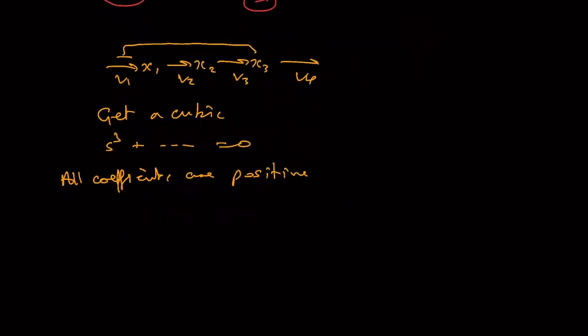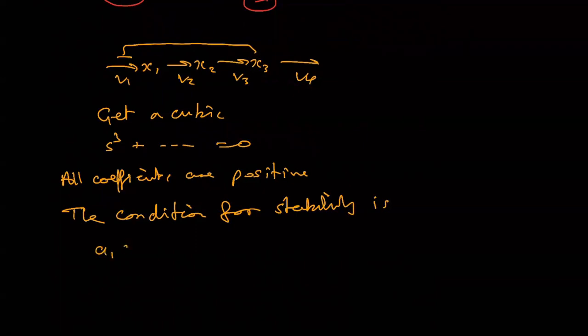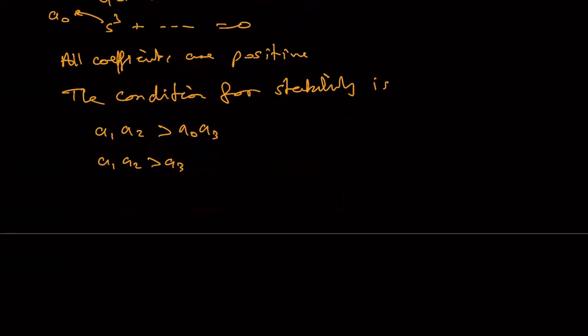And the condition for stability is A0 times A2 must be greater than A0 times A3, where this coefficient is A0. And since we'll ensure that coefficient is 1, it basically reduces to A1 A2 must be greater than A3. Now, that leads to a fairly involved expression, and I'll write it down here.